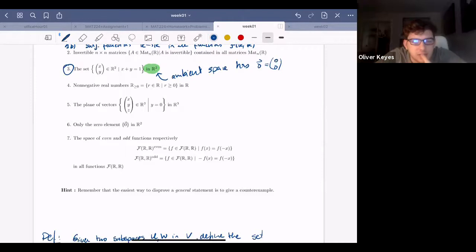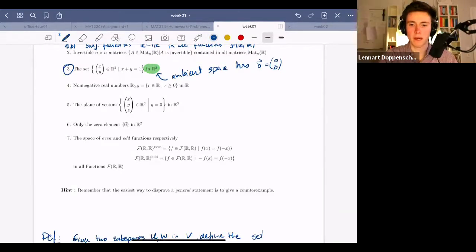Wait, so you're saying 7 is a vector space? Yes, a subspace, and therefore yes, a vector space too. Do you want to make a guess why? I mean, basically, the solution will be applying the theorem.